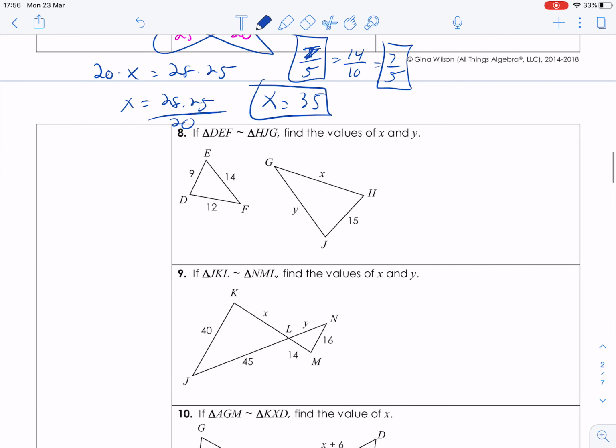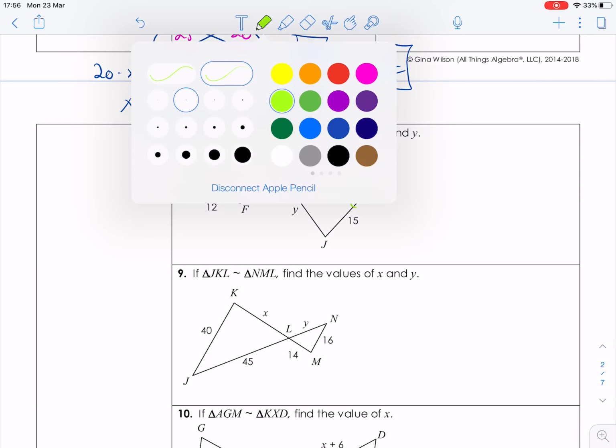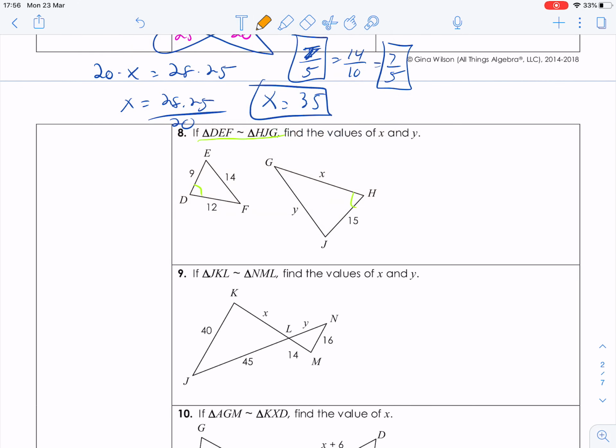And we go. Number 8, here we go. Find the values of x and y. Okay, so setting it up again. That's important. Make sure your angles match. It's telling us the triangles are similar. So that means D goes with H. E goes with J.